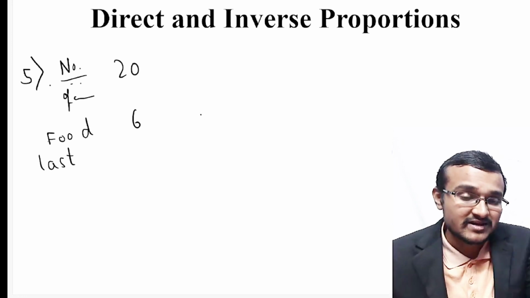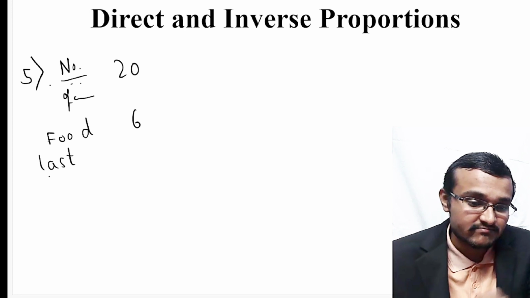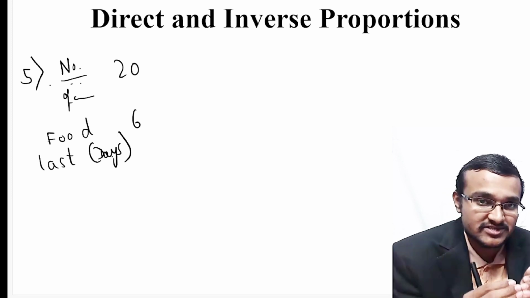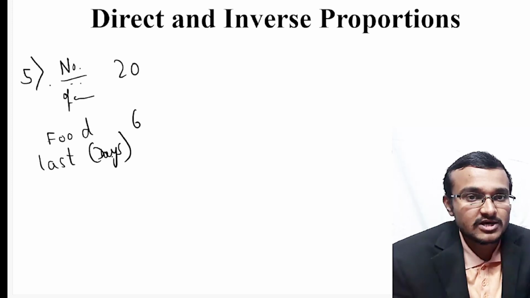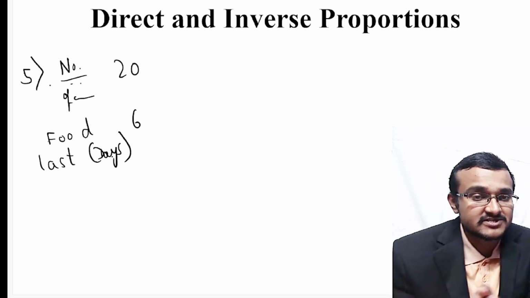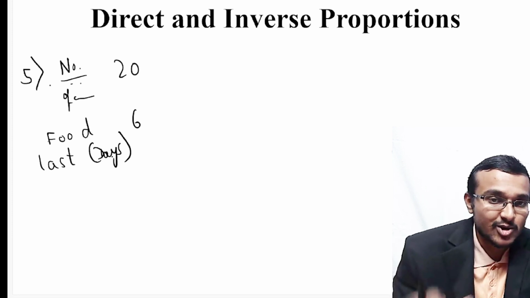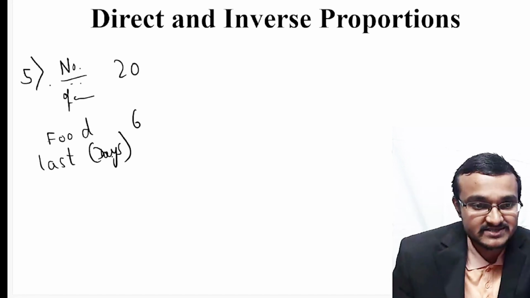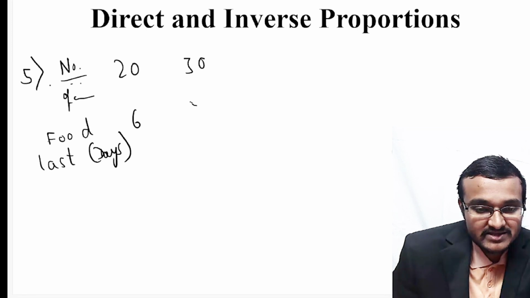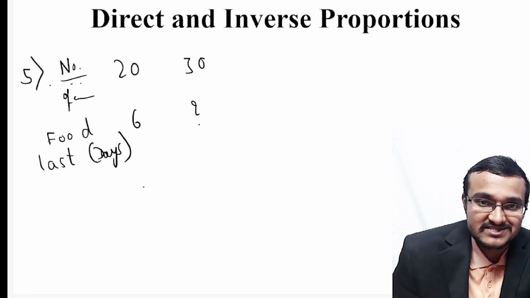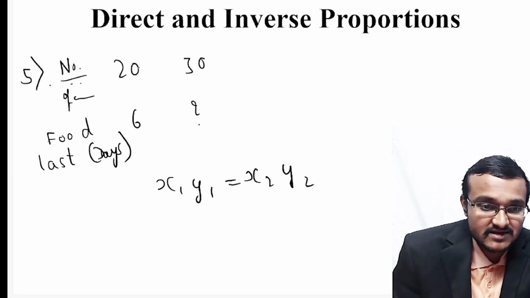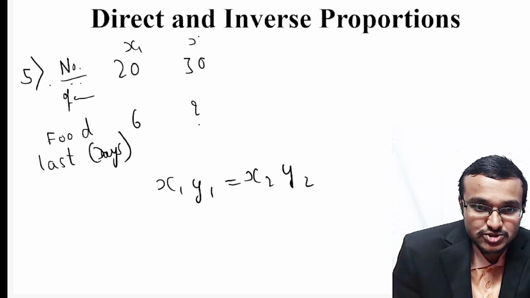So here also the number of days will go on reducing, because days is the second physical quantity. The food will not last for longer days. The food which lasts for a certain period of time will go on reducing because the number of animals feeding on this food is going on increasing. So if it is increased to 30, what will be the number of days? Here also this is inversely proportional. You can use the equation x1 y1 is equal to x2 y2. The number of animals you can take as x1 and x2, and the number of days you can take as y1 and y2.